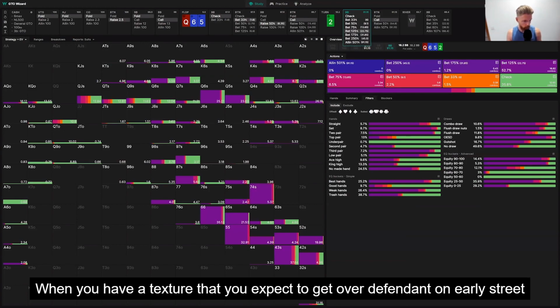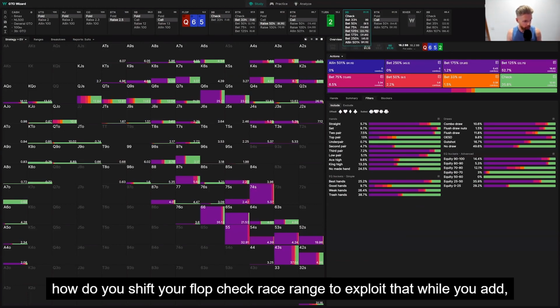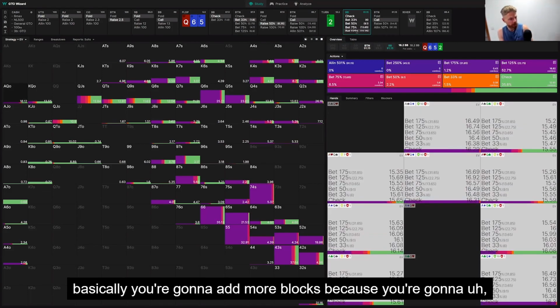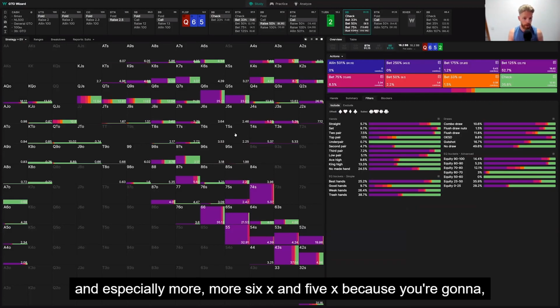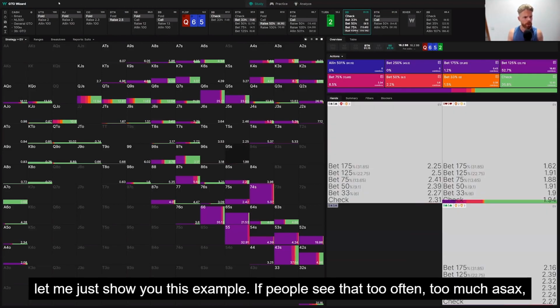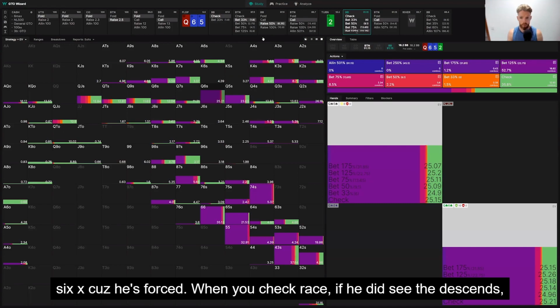When you have a texture that you expect to get over defended on early street, like ace x x, how do you shift your flop check raise range to exploit that? Well, you're basically going to add more bluffs, and especially more 6x and 5x, because your plan is to barrel off. So to get to that, let me just show you this example. If people bet too often, too much ace x, too much pairs in the middle, you will check raise more 5x and 6x because he's forced when you check raise.